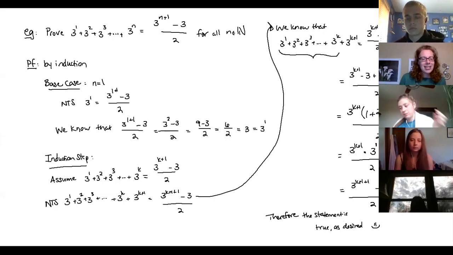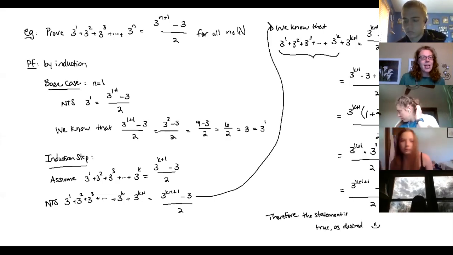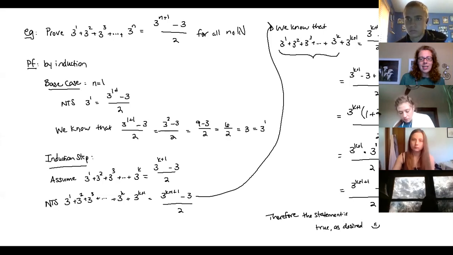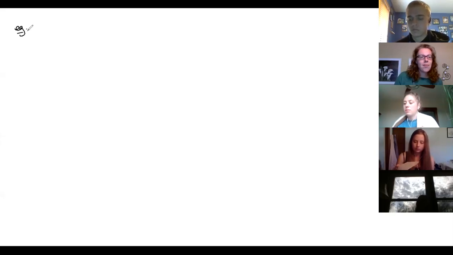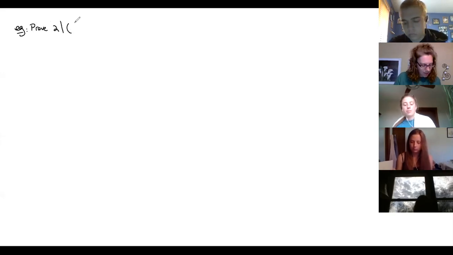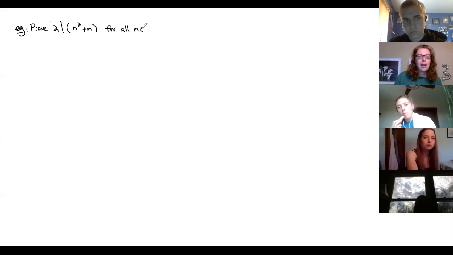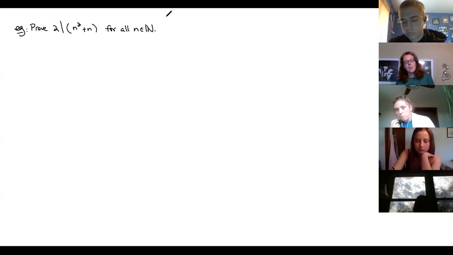Okay. All right, the next thing that we want to do is an example of an induction proof that does not have a summation with it. So we're going to see how induction can get used for a couple of different types of proofs. This next one isn't going to have a summation. For example, prove that 2 divides n squared plus n for all n living in the natural numbers.